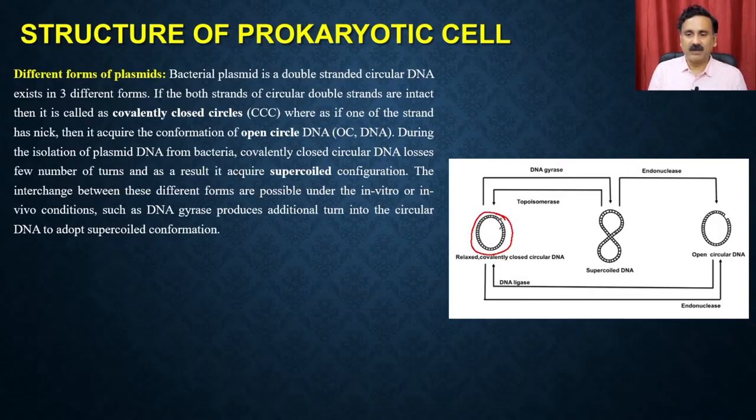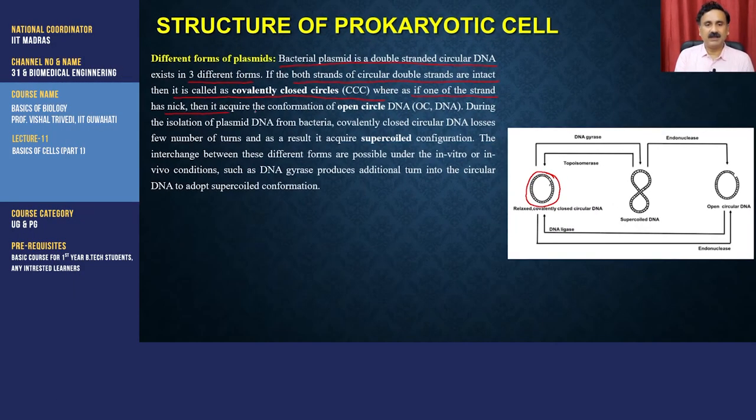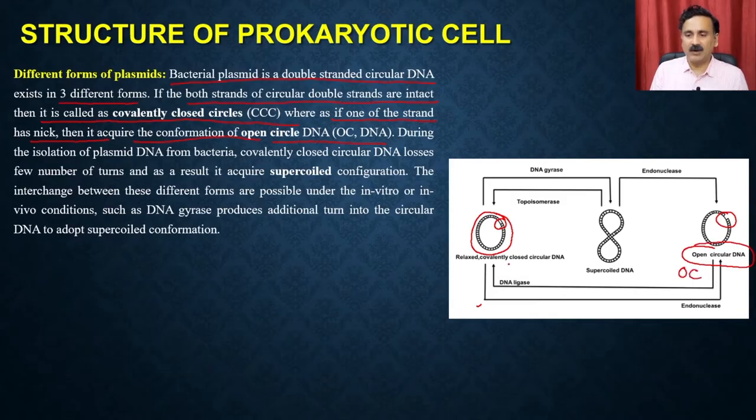A bacterial plasmid is a double-stranded circular DNA molecule and it exists in three different forms. If both strands of the circular DNA are intact, it is called covalently closed circular DNA. So this is what you see here, a covalently closed circular DNA. Whereas if one of the strands has a nick, then it acquires the conformation of open circular DNA. If you put a nick in one of the strands, like for example here, it is going to acquire another conformation which is called the open circular DNA or the OC form.